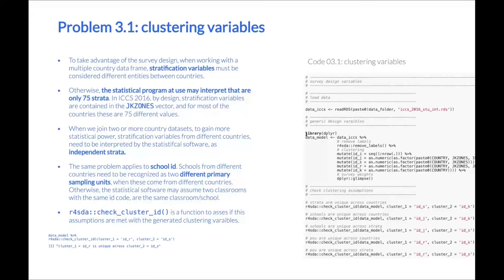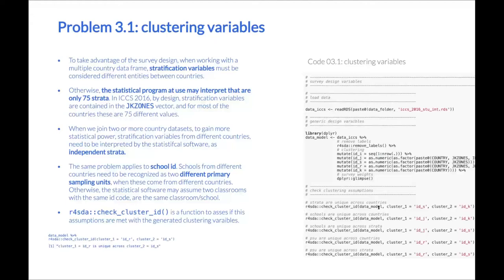So for now, in the code that I'm proposing within this framework, I'm just giving a solution of how to build up, for example, a unique ID for all the schools across all the countries. But the main point that I'm trying to make within this workflow is that to take advantage of the survey design, we need to be sure that the clustering variables behave in the way that they are intended to.